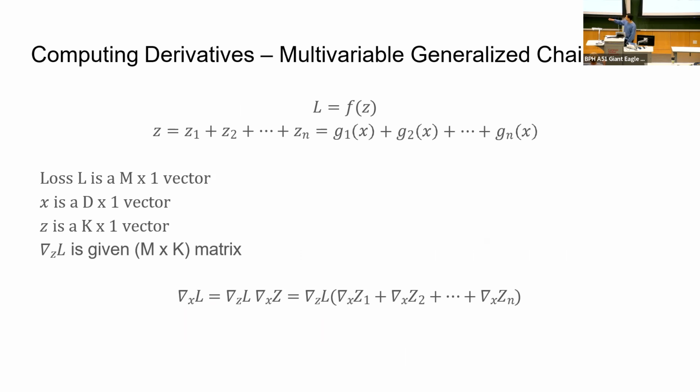No, the loss is the output, so we don't multiply that. But we get that when the m by k matrix, which is the derivative of L with respect to z, is multiplied by the derivative of z with respect to x, which is a k by 1 vector. So we get an m by 1 vector as the output, which is the loss.